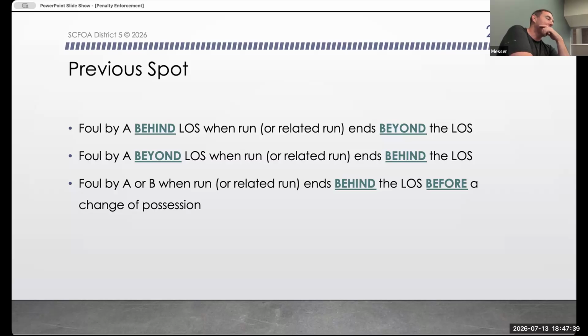And previous spot doesn't mean the same yard line the ball snapped from. Previous spot means previous spot. So we snap it from the left hash, and we commit the holding foul in the middle of the field, and we replay the down. We don't go from the middle of the field to the same yard line, right? We've got to go to the left hash.